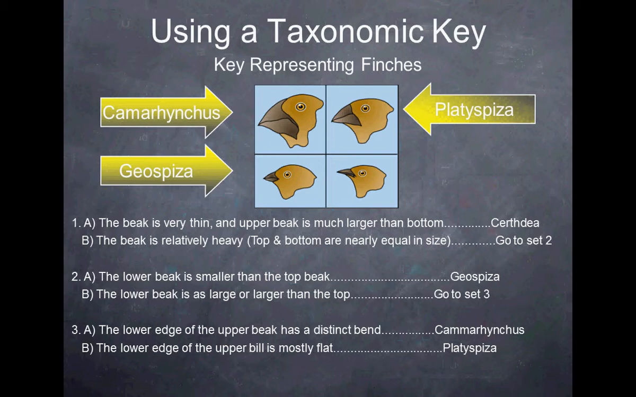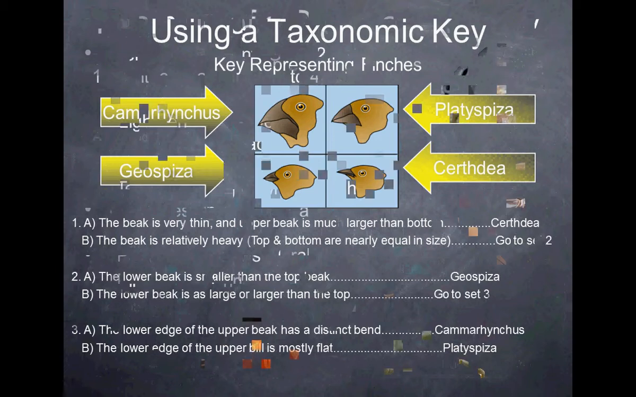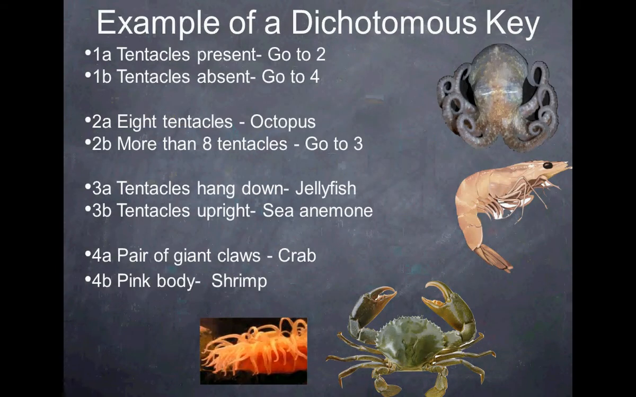And then finally, is the beak very thin? Upper beak much larger than the lower beak? Yes, it is. So we don't have to go any further. This is a Certhidea finch. That was easy. So we just follow through until it tells us what we're looking at. Now, obviously, a key like the one I have up there is a lot more complex. It's very detailed and technical. But it works on the same ideas. A set of statements in which you have to decide and do what it says.